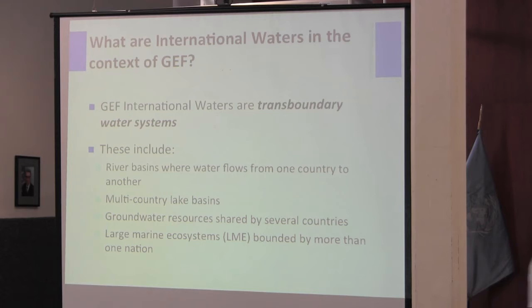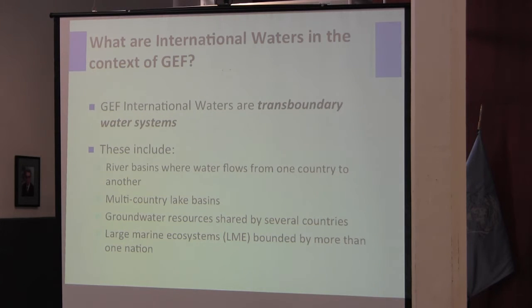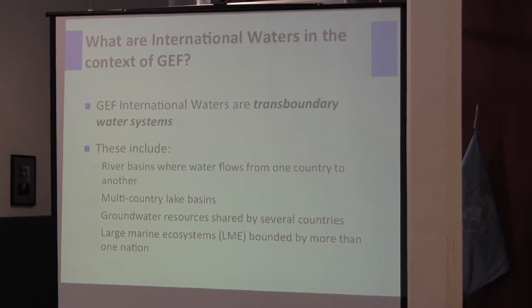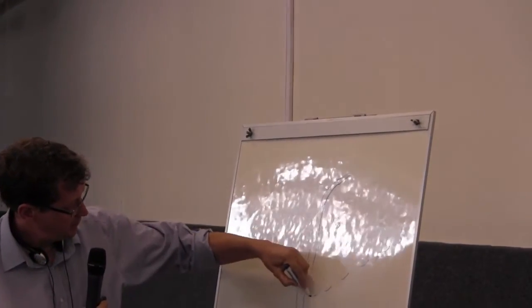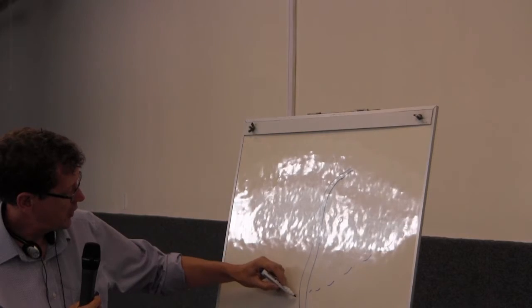So let me get a whiteboard over here. So this is the river flowing into the sea, and it could be one country.